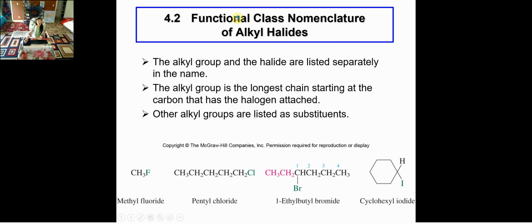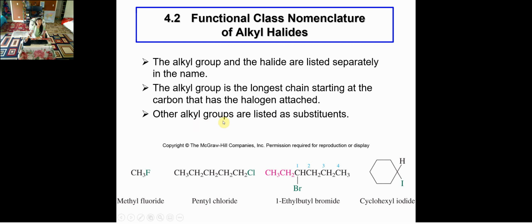So we are going to move on to the functional class nomenclature of alkyl halides. We are going to name the alkyl halides first. So in this functional class nomenclature, your alkyl group and the halide are listed separately in the name. And your alkyl group is going to be named as the largest continuous carbon chain. You start from the carbon which is attached to the halogen, and the other alkyl groups are listed as substituents.